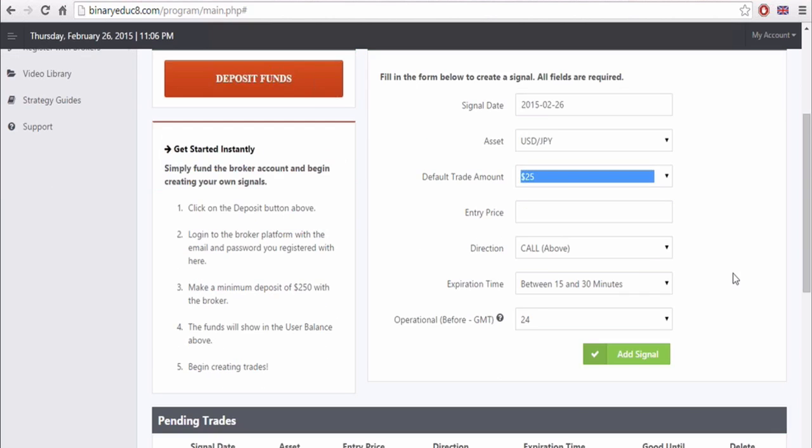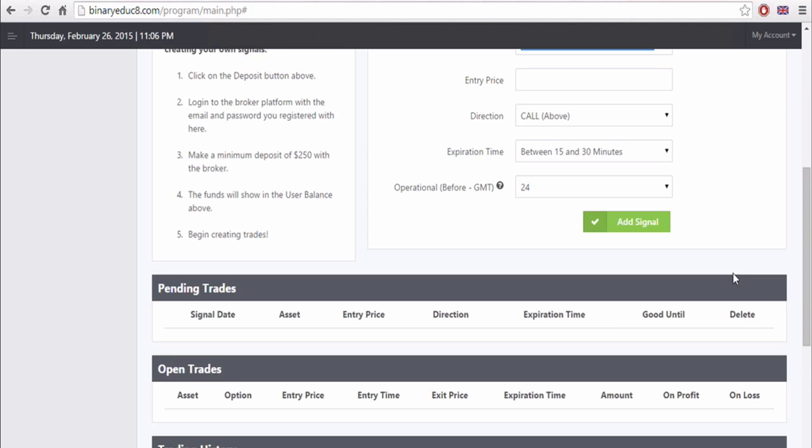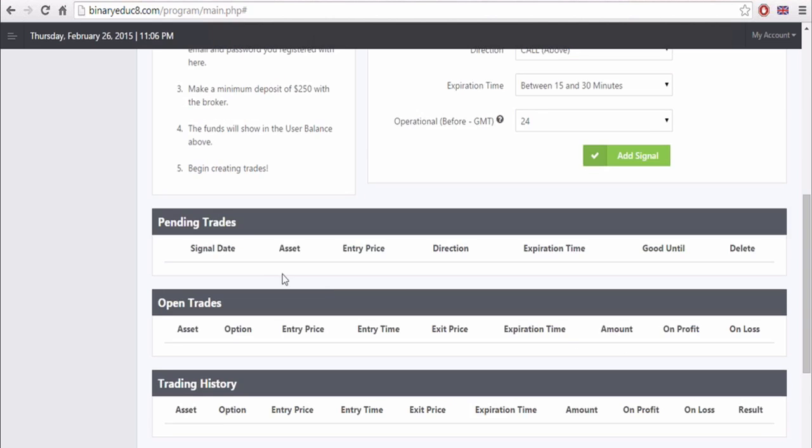So I can have it cancel in 2 hours, I can have it cancel at midnight, I can have it cancel 5 in the morning, and so on and so forth. It's that simple. Once you put in the information, you'll click on Add Signal. It'll drop down into the pending trades. It'll show as pending. As soon as the time comes that the price is hit, it will move from pending to open trades. And as soon as the trade executes and finalizes, it will move into your trading history.